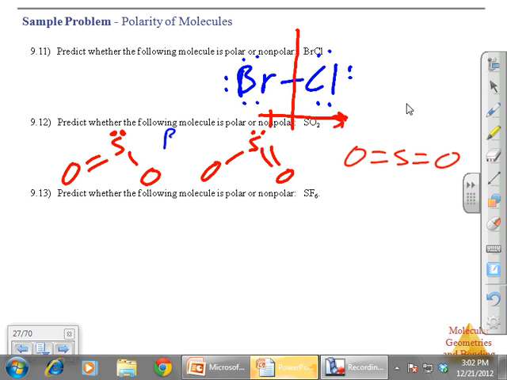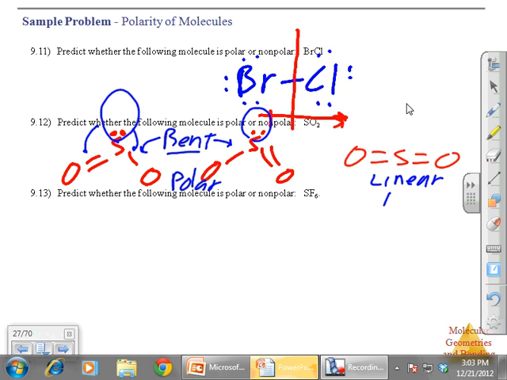These two will be bent. These two molecules are bent because we have these lone pairs of electrons up here pushing these atoms down. And so those will be bent and they will be polar. In this case, this one will be linear and it will be non-polar. So it just depends on which resonance structure we're going to be looking at.